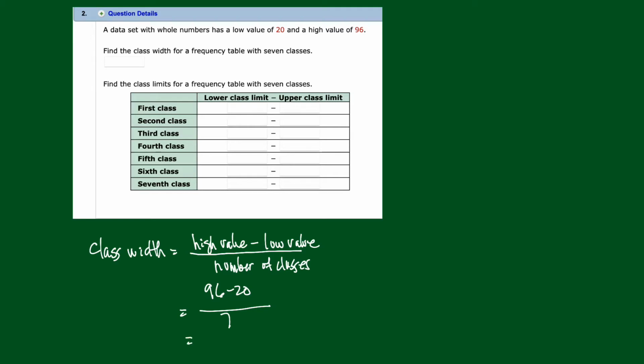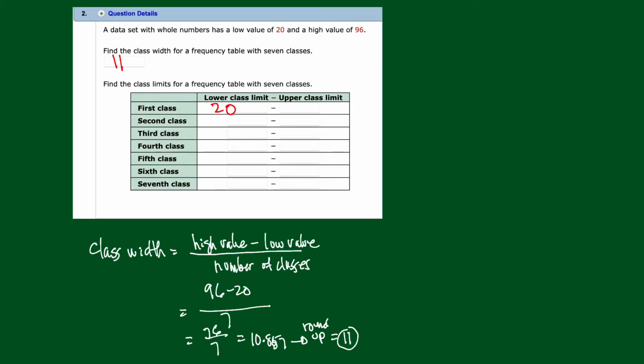So this is going to be 96 minus 20, 76 over 7, and that is equal to 10.857, but we're going to round up. So we always round up, and that's going to give us 11. All right, so our class width is going to be 11. So what we need to do is put that 11 right up there.